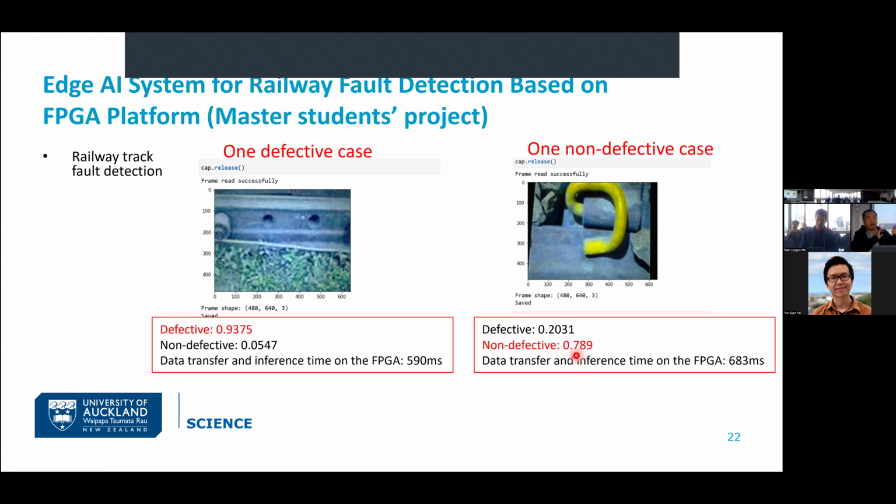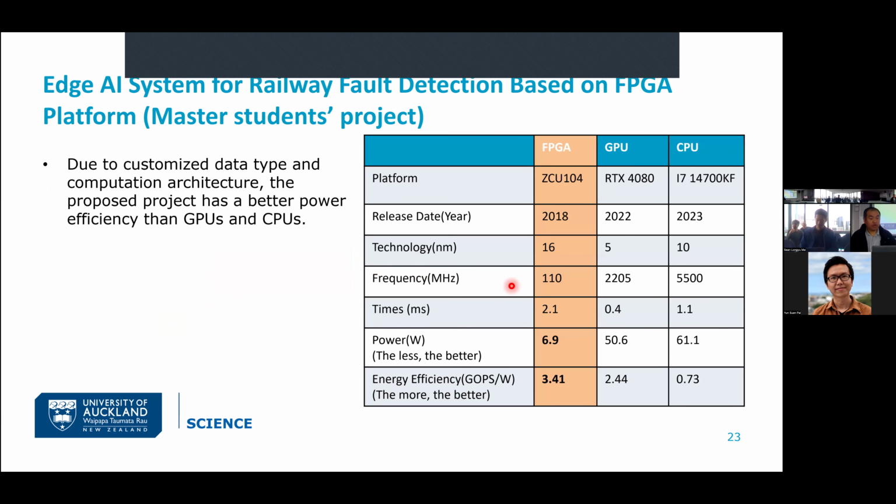The time difference is actually caused by the data transfer on the CPU, which runs a Linux operating system as well. This is probably the reason. And because all our projects are based on FPGAs, we can just customize the data type.